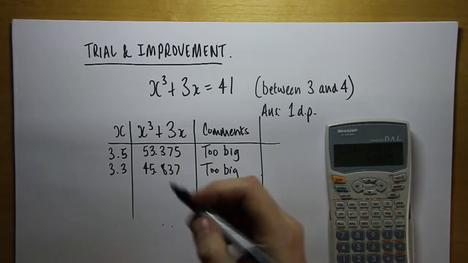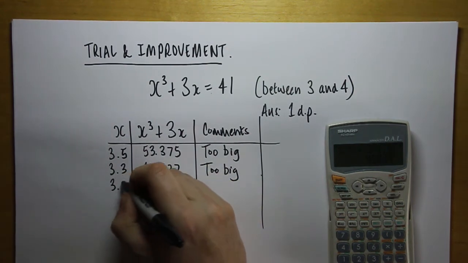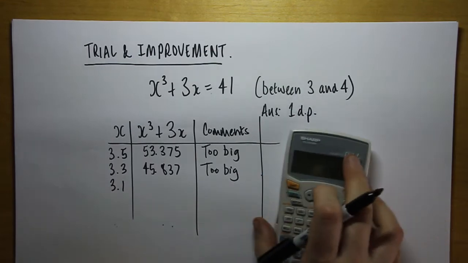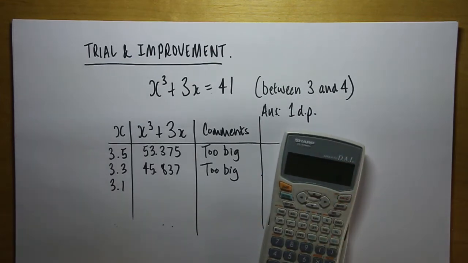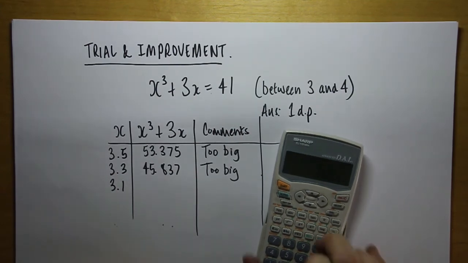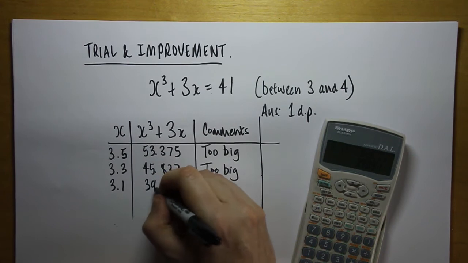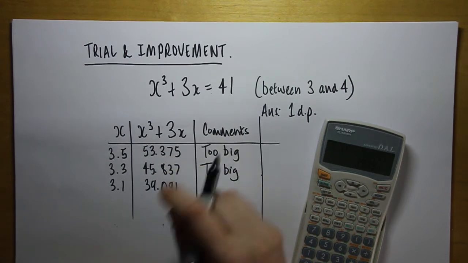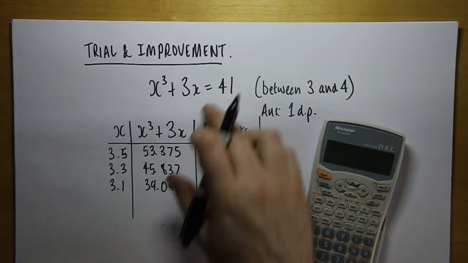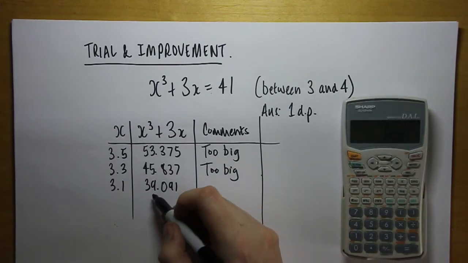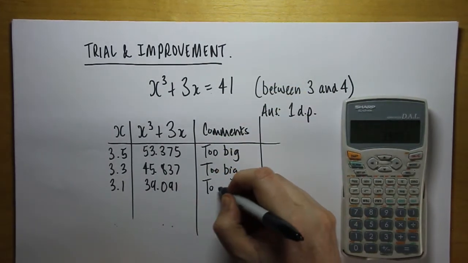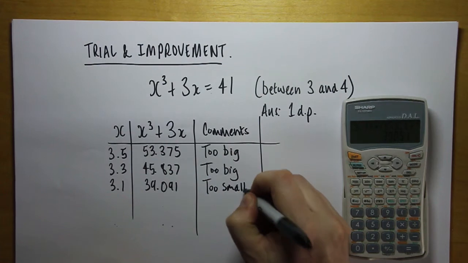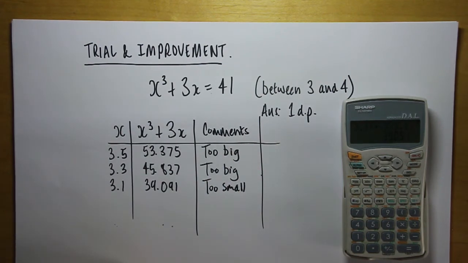So I'd say maybe go to 3.1 and just see what that gives us. Is it 3.1? Is that the answer? 3.1 cubed plus 3 times 3.1 gives us 39.091. And it's quite close, but in this case our answer is too small. Too small.